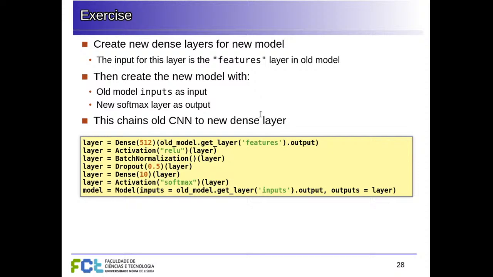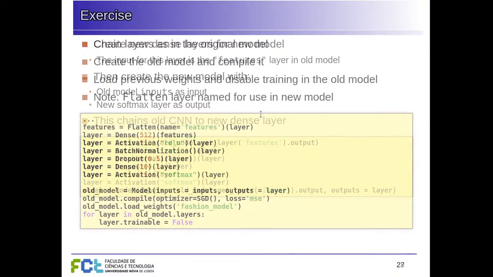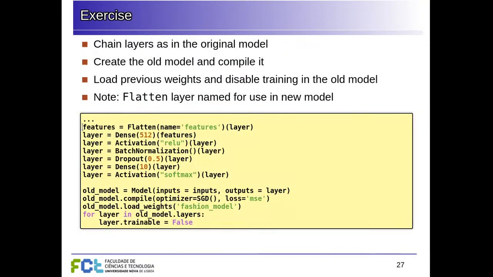And now we're going to create our new model. Here we gave a name to this particular layer. We have a layer here, the flatten layer, which, if you recall, is what we use to pass from the convolutional part of the network into the dense layers. We need to flatten the feature maps first. So we're going to call this layer the features layer.